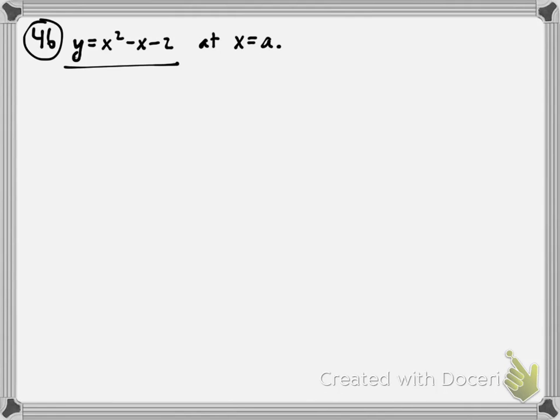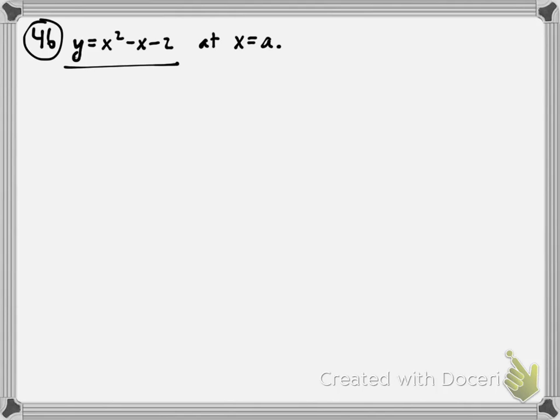So for number 46, we're supposed to be finding the slope of the curve y equals x squared minus x minus 2 at x equals a. And actually this is a much easier problem now that you know your derivative rules. This particular problem is from chapter 2, where you learned how to find the slope of a curve, and the only way you could find the slope of the curve at a point was by using the definition of the derivative.